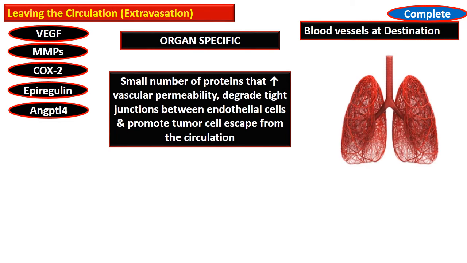metastasis or extravasation. For lung, the important proteins that are involved in extravasation of the tumor cells are VEGF, MMPs, the vascular endothelial growth factor, the matrix metalloproteases, cyclooxygenases, and epiregulin, that is the ligand for the epidermal growth factor receptor, and then there is another important protein that is responsible for the dissolution of the tight junctions between the endothelial cells, and this is angiopoietin-like 4 protein.